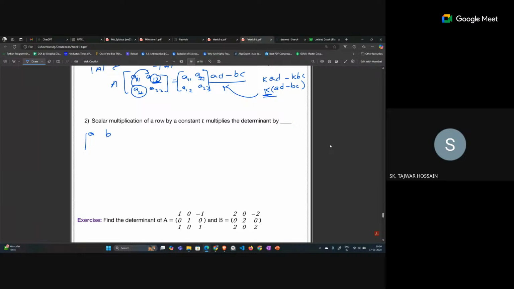Sir, scalar multiplication to a column is not valid? Valid. So the same property would apply. If we multiply the second column by k, this equals k times the determinant. We can take a common factor from one column or one row. You can take any constant scalar.